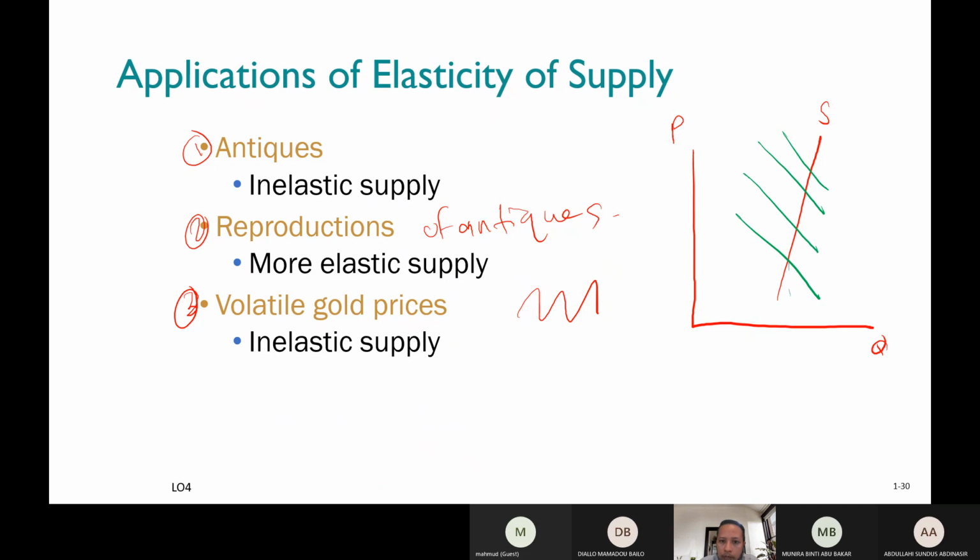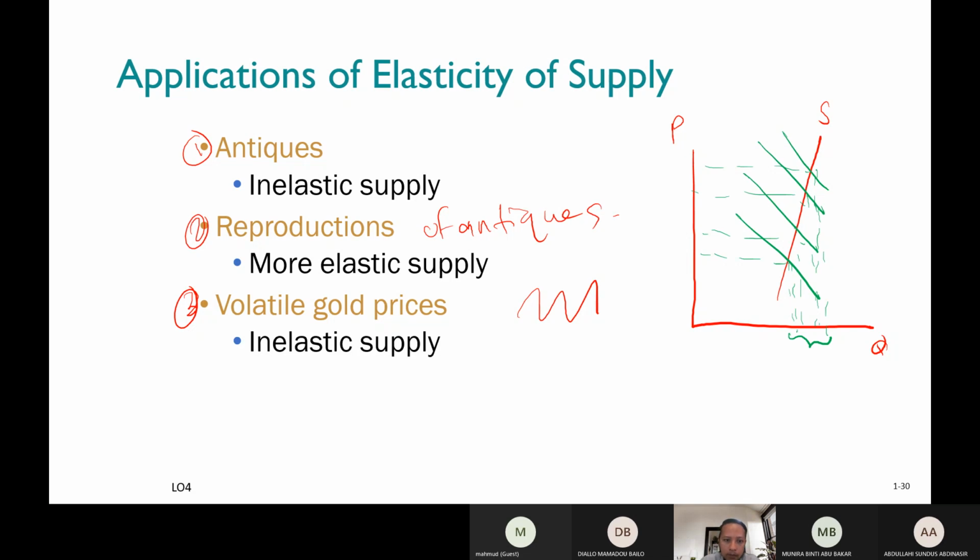So the demand changes, so the price can go up and down. The supply doesn't change much in a certain period, so the quantity is limited to this area. But the price can change a lot because the demand is volatile, but the supply is inelastic. So this is one way of looking at why the gold price is volatile.